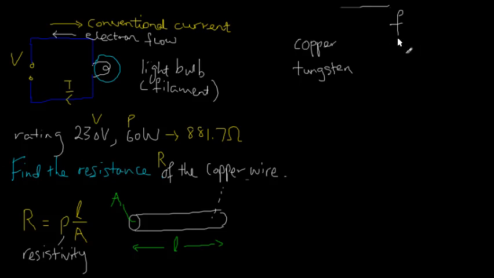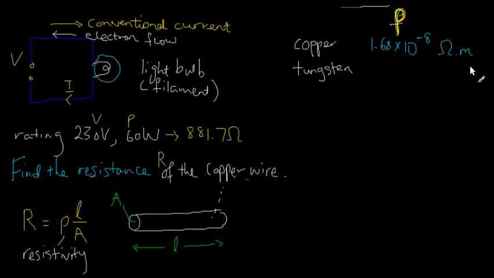Let me just clarify this a bit. That looks more like an F actually, but I just want to write down the values of rho, the resistivity, for copper and for tungsten here. So the resistivity for copper is 1.68 times 10 to the power of minus 8. And the units for resistivity is ohm times meter.